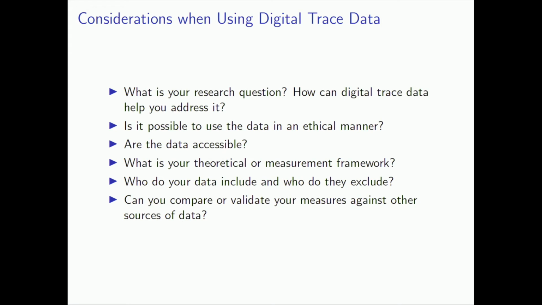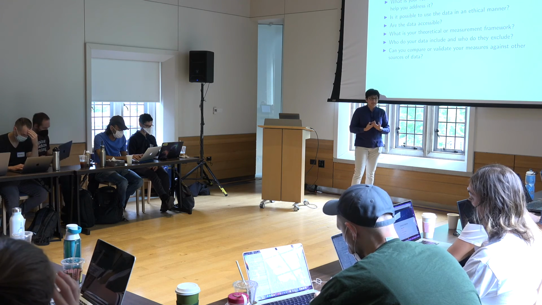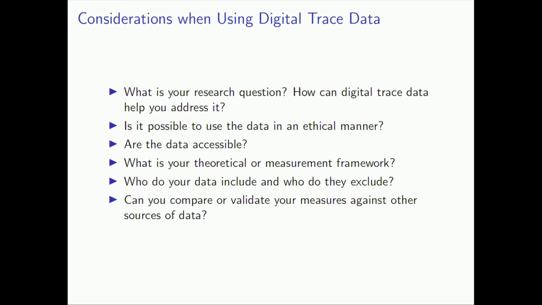When using digital trace data, as I said, we have to think really hard about whether it is possible to use this data in an ethical manner. Just because there is a lot of data and it's accessible doesn't mean, again, that we should use it. And as I said earlier in my talk, a lot of researchers have made the argument that because digital trace data don't exist or are not generated through protocols of informed consent, higher standards of scrutiny should apply to them. Then we may want to ask, are the data accessible, right?